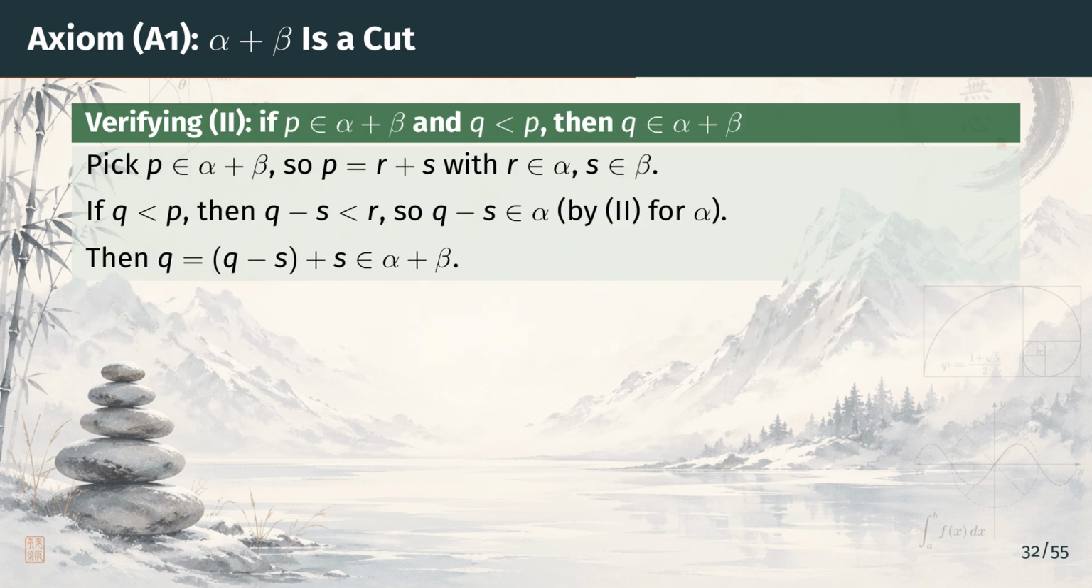The trick is to keep S fixed and absorb the shrinkage into the alpha side. If we want a smaller sum Q, we can write Q as (Q minus S) plus S, treating S as a rigid anchor and letting the first piece shrink into alpha via downward closure. This asymmetric move, freeze one factor, vary the other, appears repeatedly in cut arguments. It works because both alpha and beta are downward closed, so we only need to exercise that property on one side.